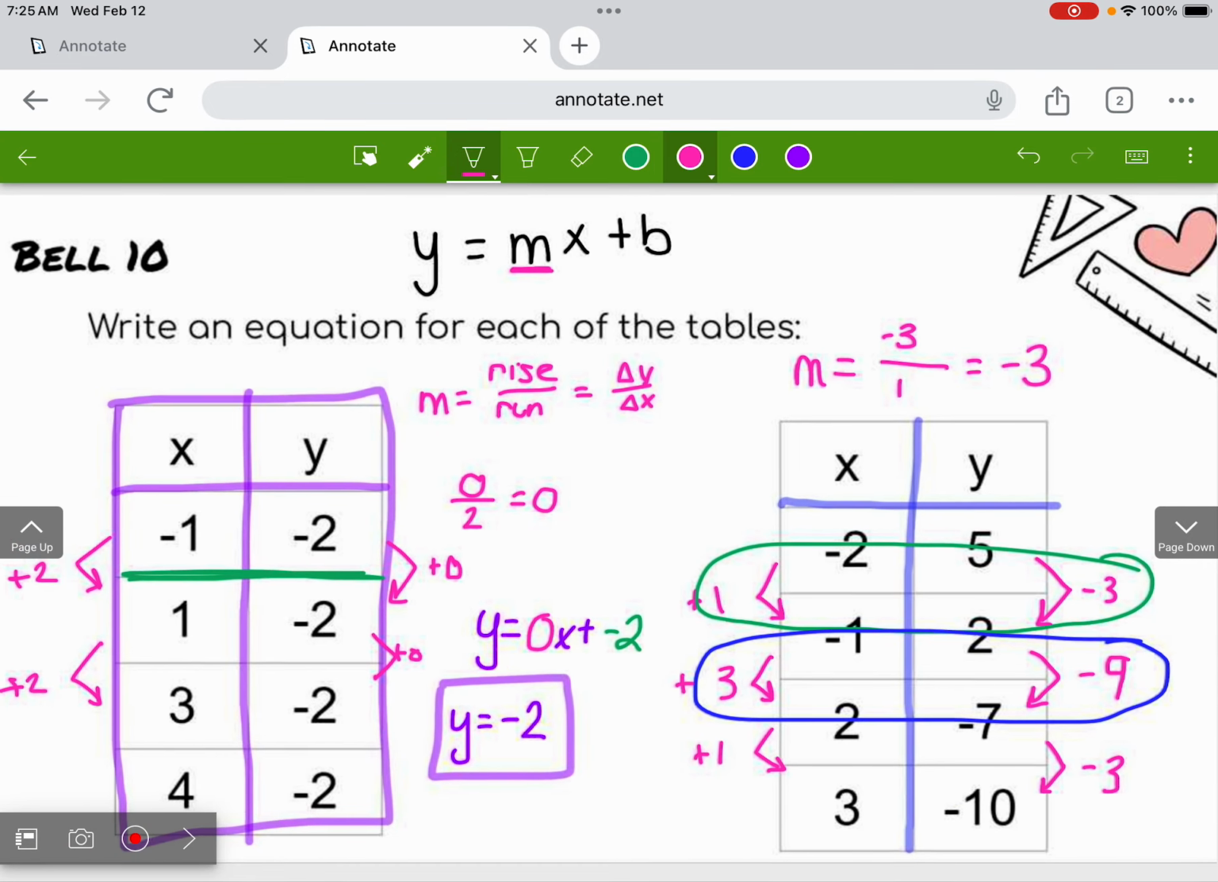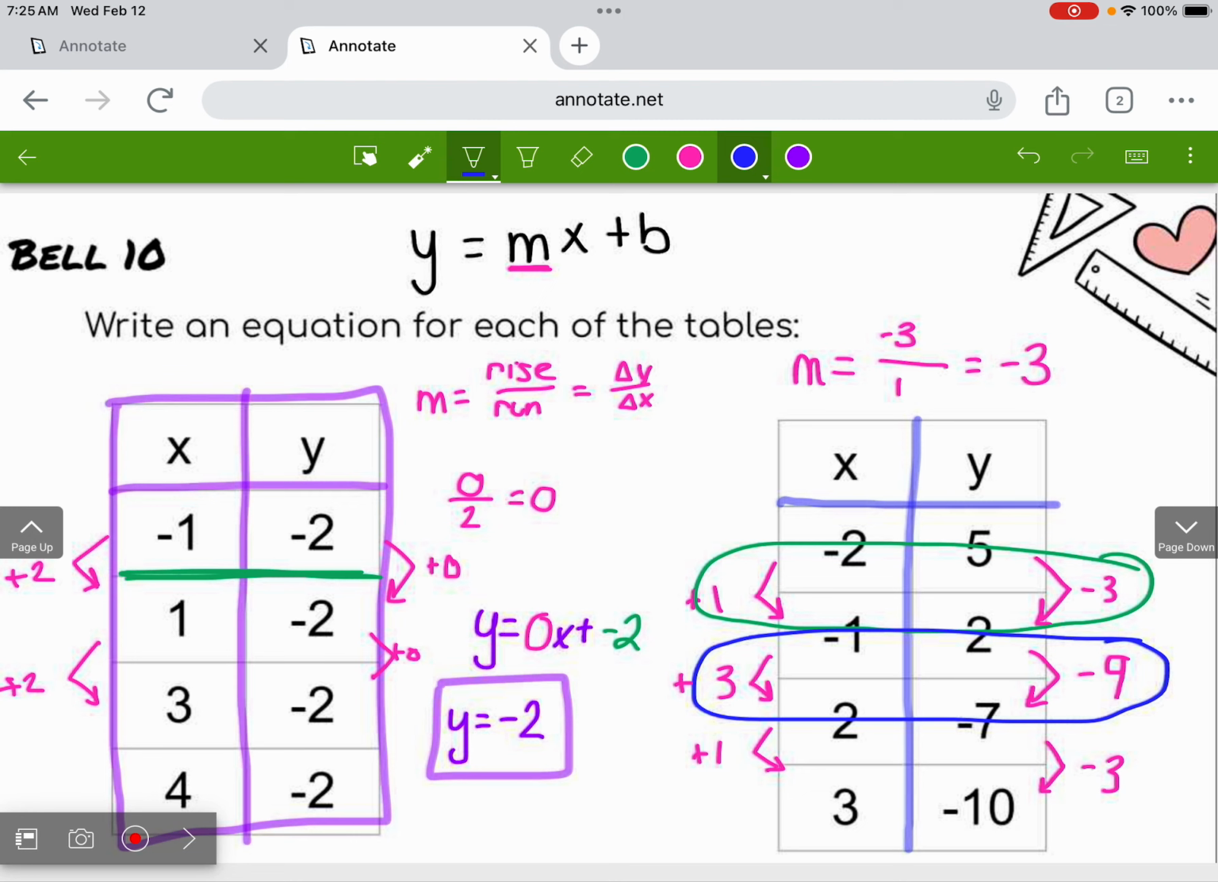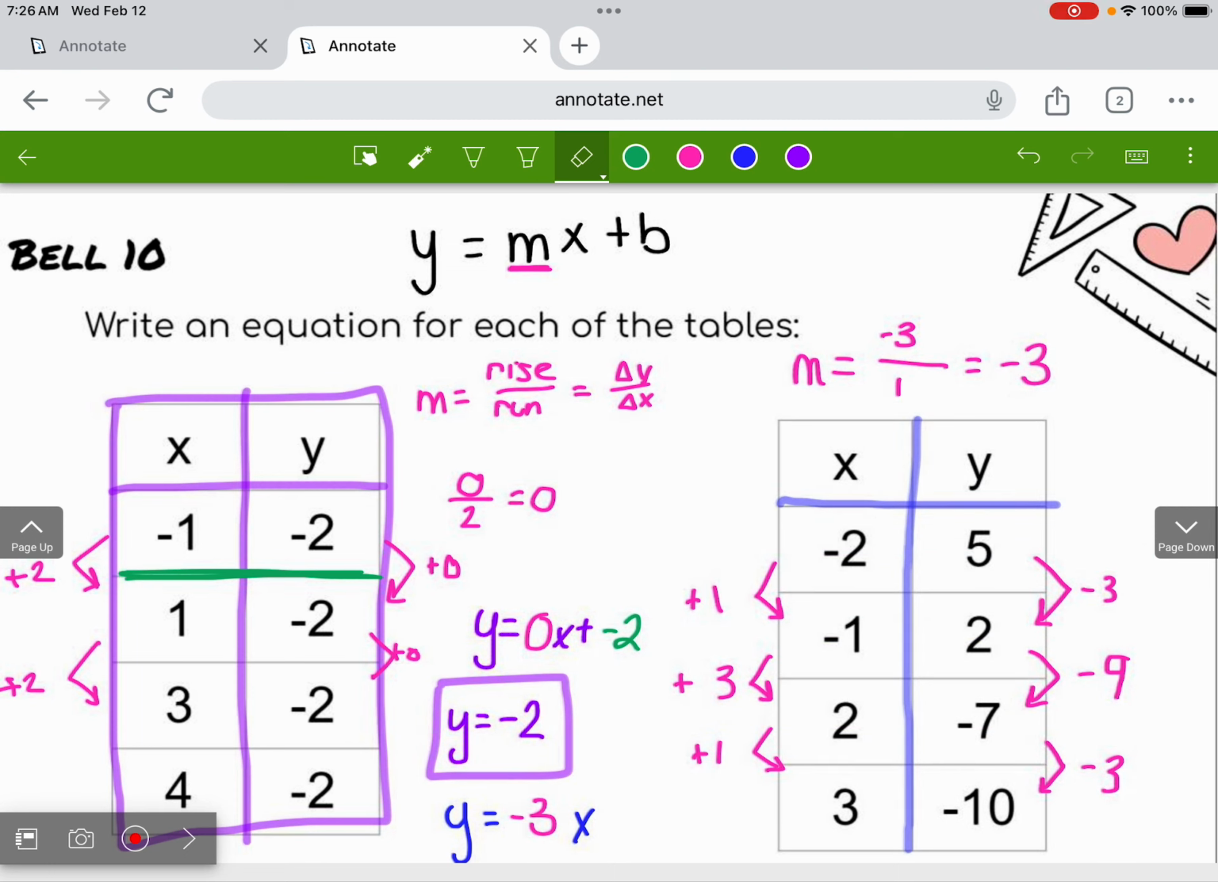I am very rapidly running out of space over here. So then we need to figure out what our y-intercept is going to be. We have our slope of -3. What's our intercept going to be? Erase those two pieces for now. It's not just going to be -3x. -3x plus what? Where is our y-intercept going to be?